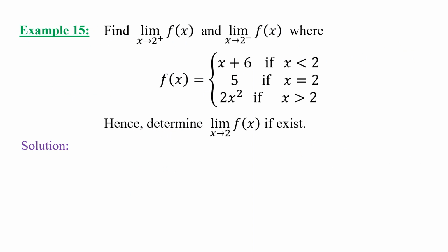Example 15. Find the limit as x approaches 2 from the right and the limit as x approaches 2 from the left, where the function f is defined as the following. Hence, determine the limit as x approaches 2 of f(x) if it exists. So first of all, we draw a number line to represent the function f.